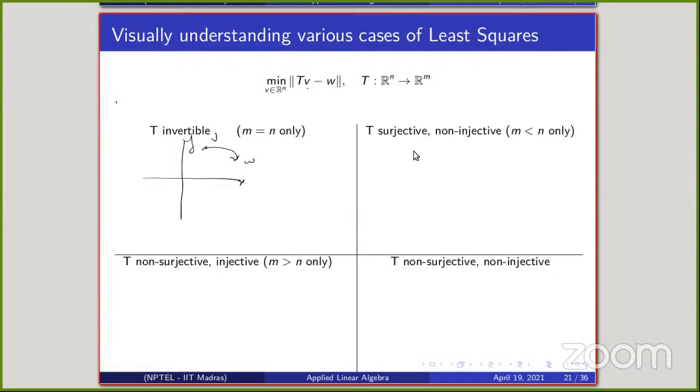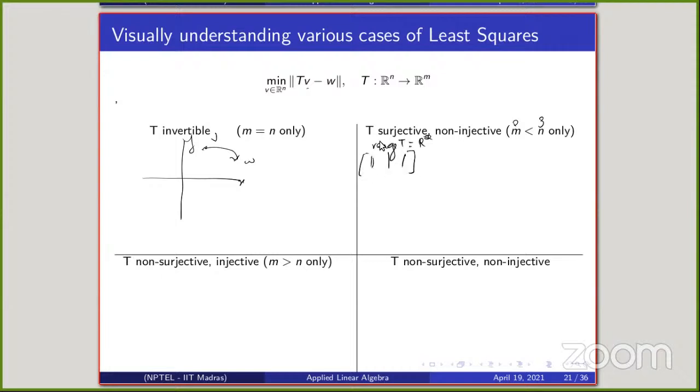Now let's take the second case where T is surjective, but it's not injective. What I mean by that is the range of T is equal to Rn. Let's take the simpler case where m equals 2 and n equals 3. Sorry, the range of T is R2, and the map is going from R3 to R2. So we have a fat matrix over here, and we're going to have 3 vectors over here.